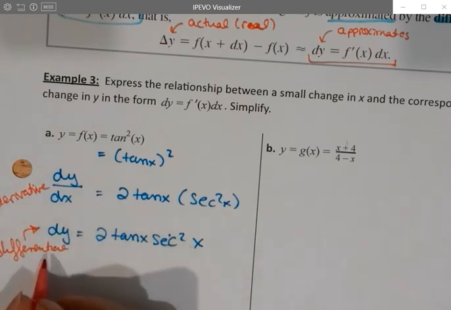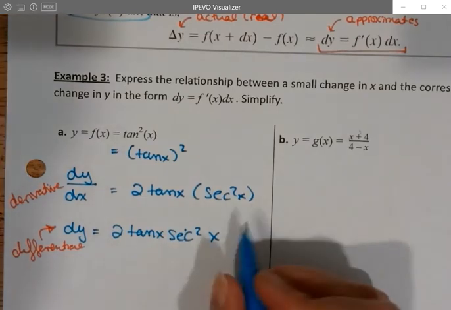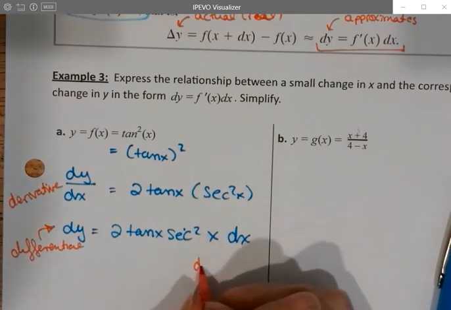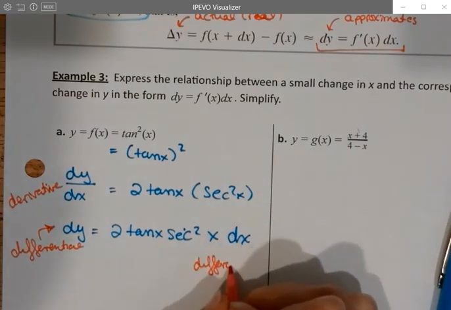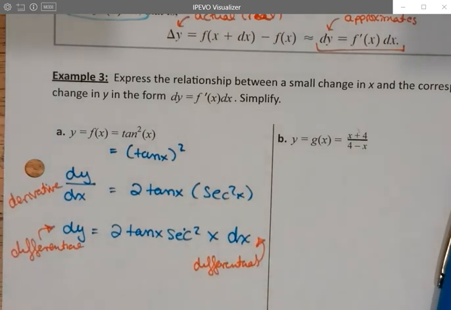Now, there are, of course, two differentials here. I of course didn't even write my dx. I said I was going to. I forgot to write it. There are now two differentials here. dx and dy are both differentials. But this is now in differential form as opposed to in derivative form. Okay, let's look at the next one.